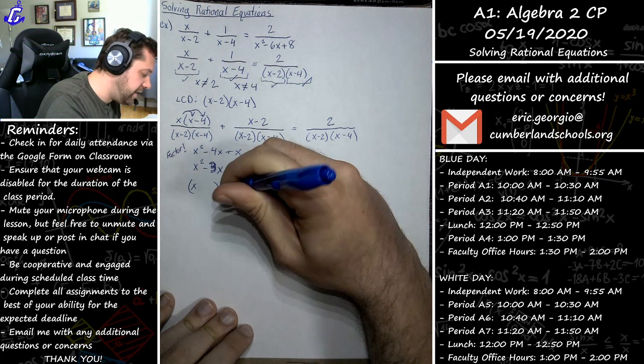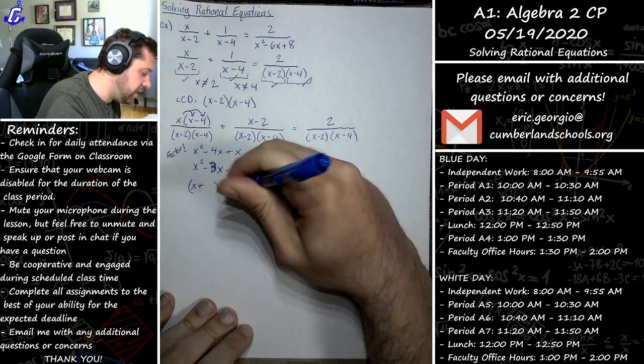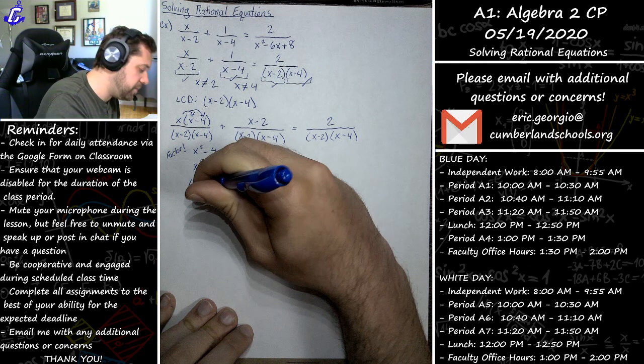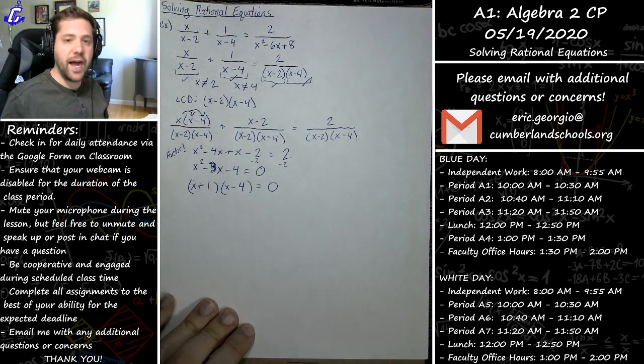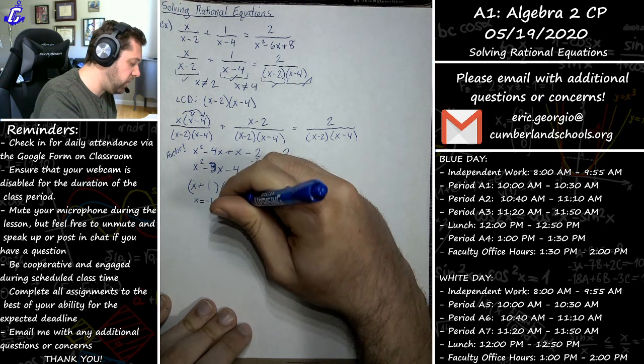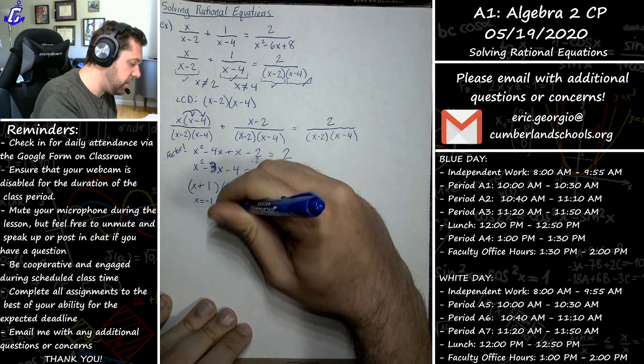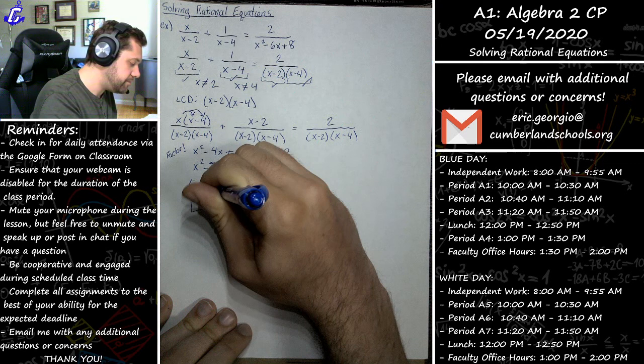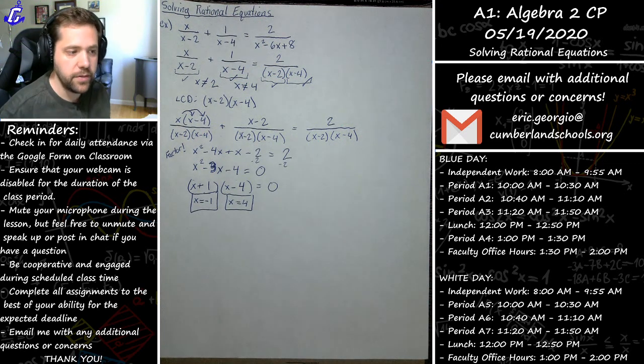Factors down to x and x. Looks like we need 1 plus and 1 minus, and I think it's going to be minus 4 plus 1. And so I get, in this particular case, two potential solutions, one of x equals negative 1 and one of x equals positive 4. Okie doke.